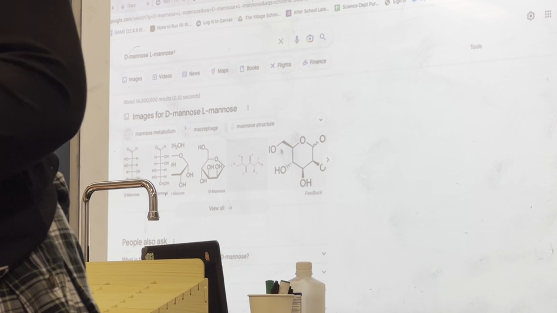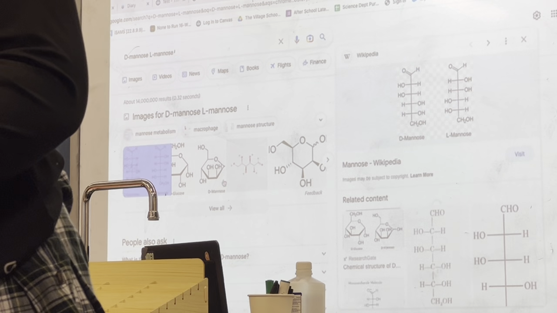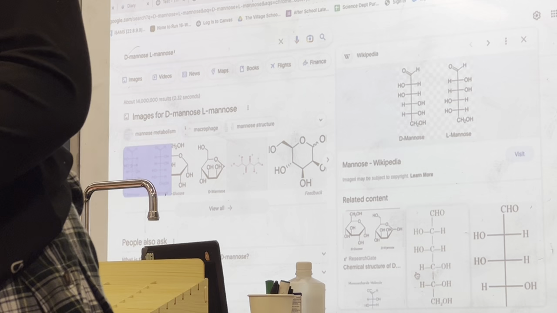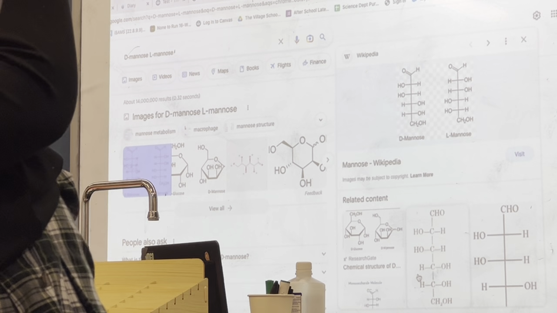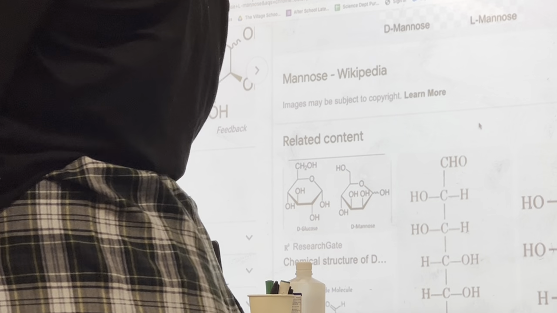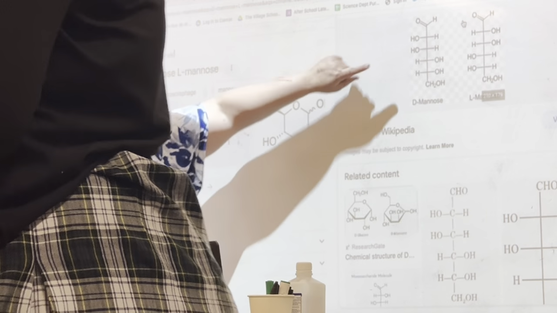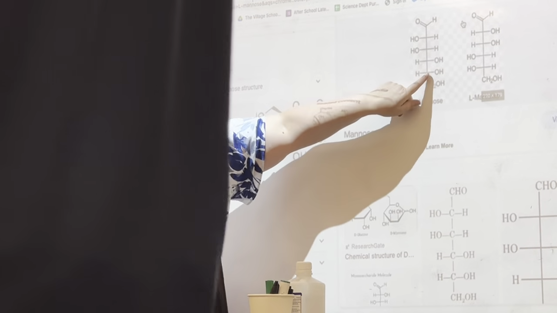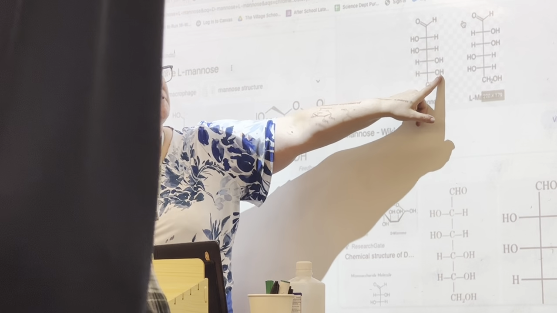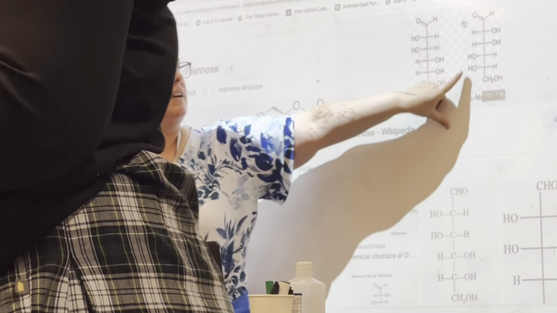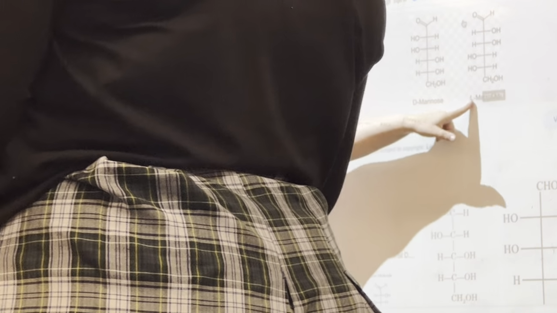Is mannose a monosaccharide? Oh, it is. So you can look at mannose if you're in the mood, or if you're not, you can look at it still. And again, we're looking for the aldehyde. We're going to the chiral carbon farthest away. If the OH is on the right, it's D. If the OH is on the left, it's L.